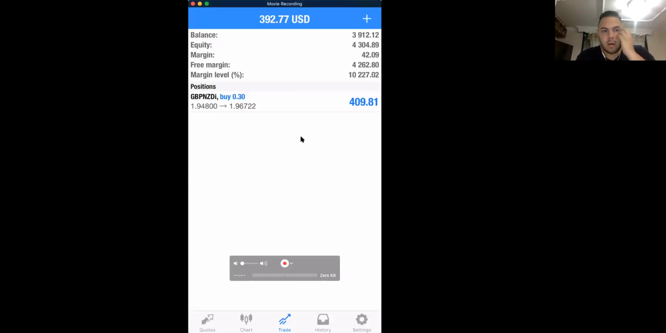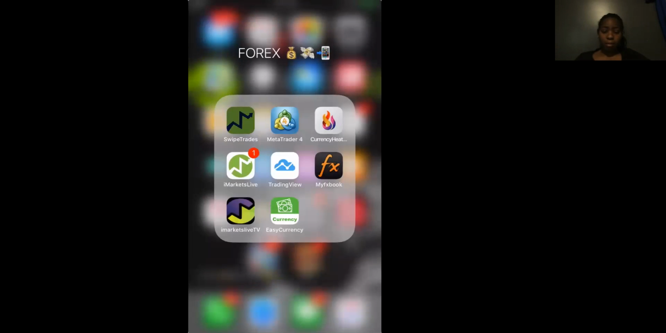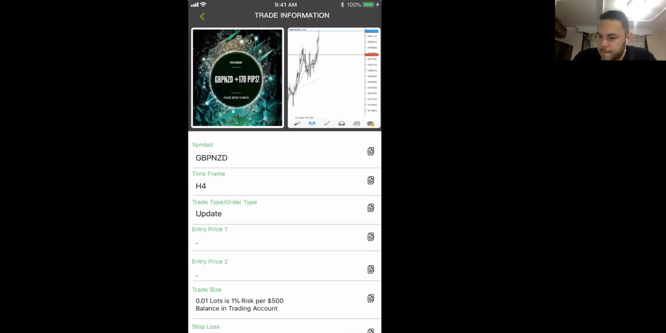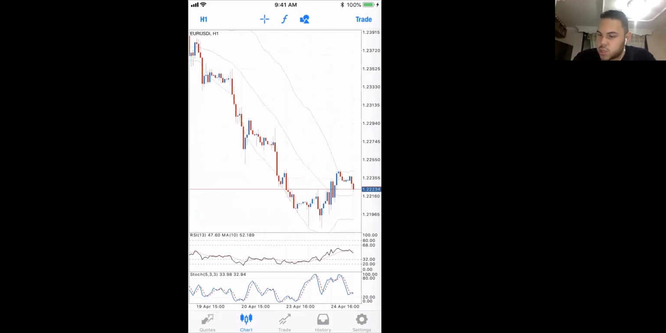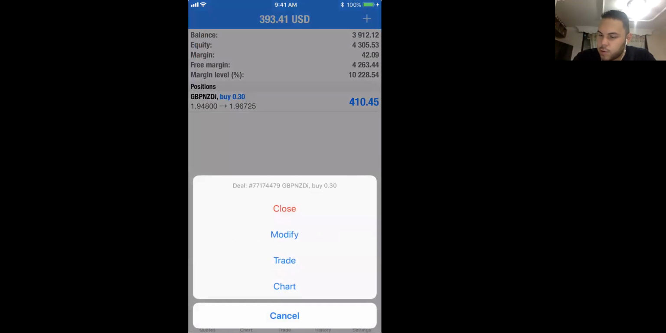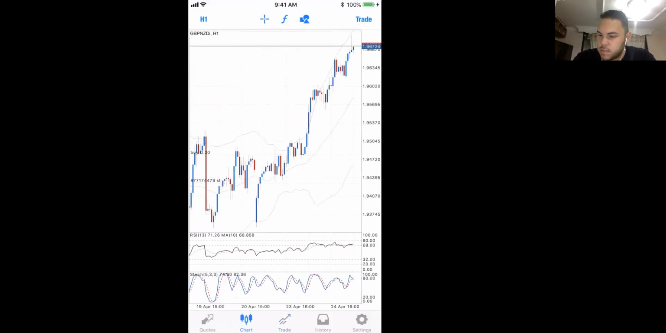Okay, excellent question. So in order to do that, you have to go into the chart itself. Let me show you my phone screen. Hope everybody's in profit with that pound New Zealand. Okay, so let's say the pound New Zealand, that's a good example. The entry point on this trade was 1.94800, right?